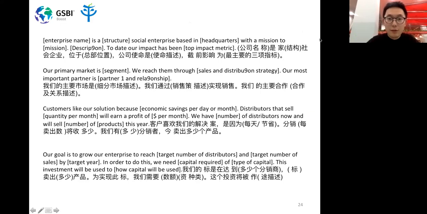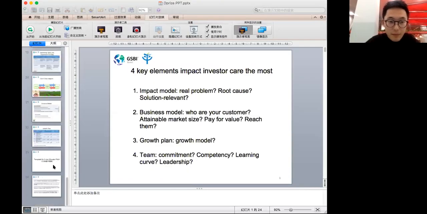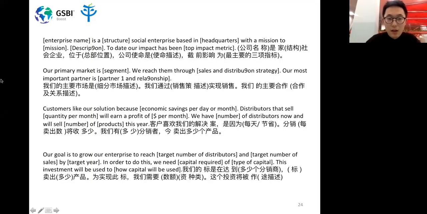For the first sentence, the key is about your mission and your impact to date. That can really set your track record. The second sentence is about what your market is and how you can reach the market. The third sentence is about why your customers really like you, and what really differentiates you from the existing solutions. And the fourth is, what is your growth plan?